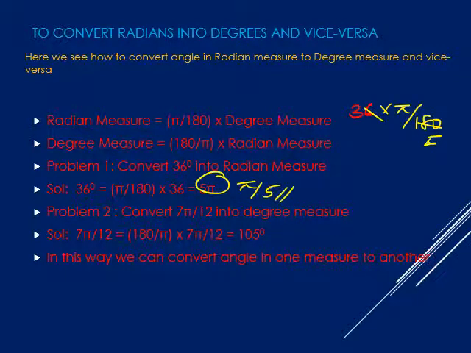Now 7 pi by 12. It is in radian measure. You have to convert it into degree measure. So what you have to do? 7 pi by 12 into 180 by pi. Pi cancels. Then 12, 15 are 180. So what is the answer? 105 degree. So we can convert different angles into different measures.